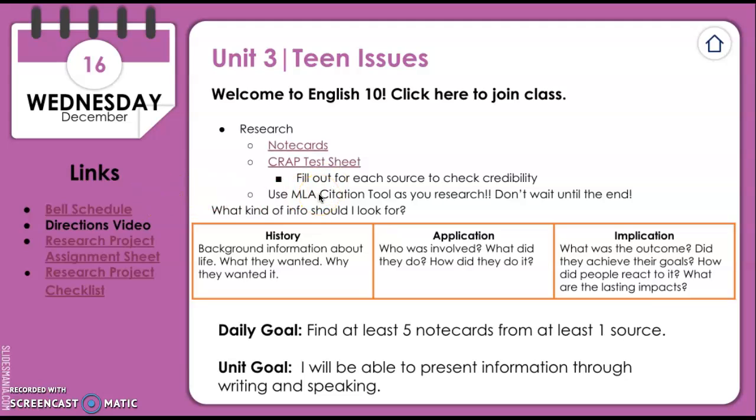Do those as you go. Don't wait until the end. If you wait until the end and then you can't find that source again, then you can't use any of those note cards. So do them right away at the beginning so that you don't have to worry about that.